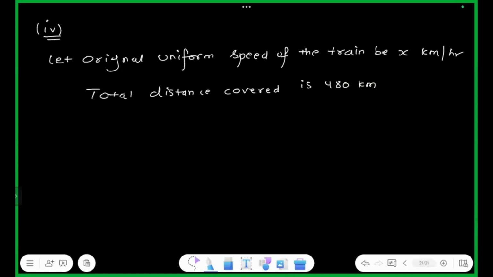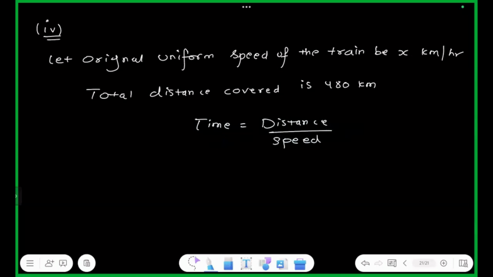And then here we need a formula from our motion chapter, that was speed is equal to distance upon time. From that formula we can take out the formula for time. So how we can calculate time? Time will equal to distance upon speed. Now see, there are two scenarios. First one for the original speed, and second one is for the reduced speed.